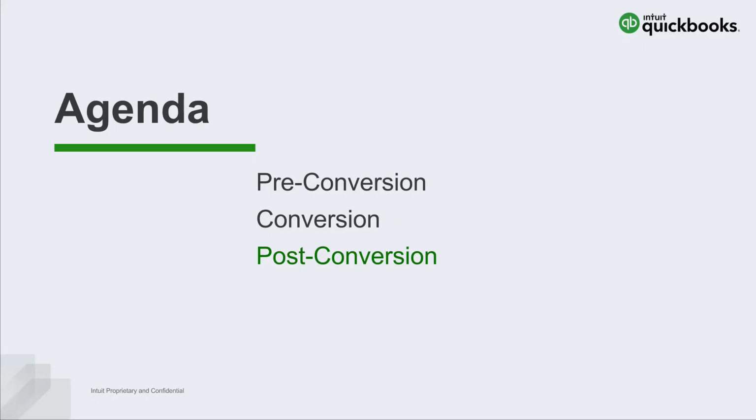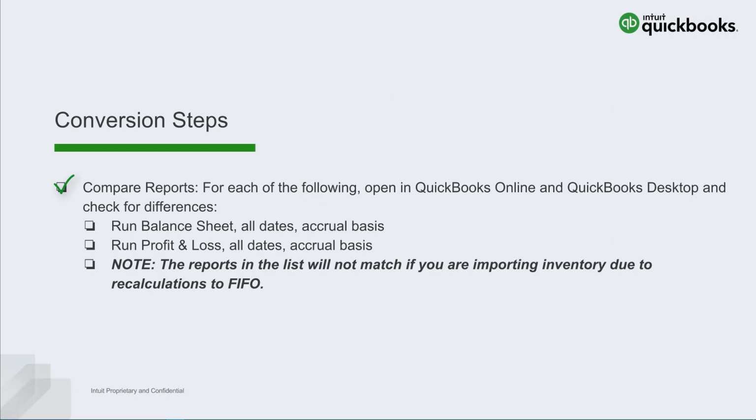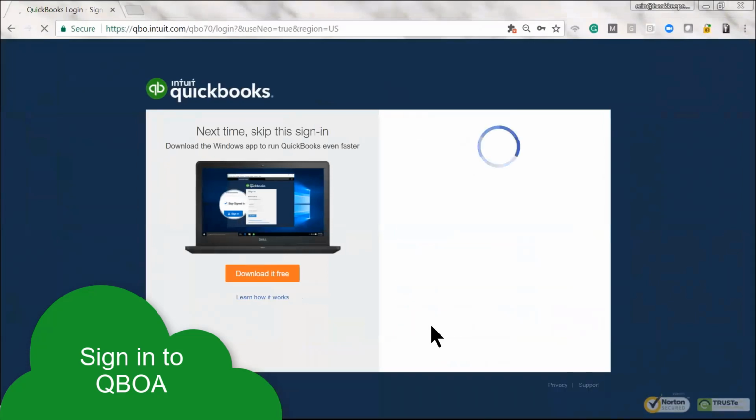Post-conversion. We will now verify that the data transferred properly. Pull both the profit and loss and balance sheet reports in QuickBooks Online and QuickBooks Desktop. Make sure they are run on all dates on an accrual basis. If you have converted inventory, your FIFO change in costing may affect these reports. Sign back in to QuickBooks Online Accountant.